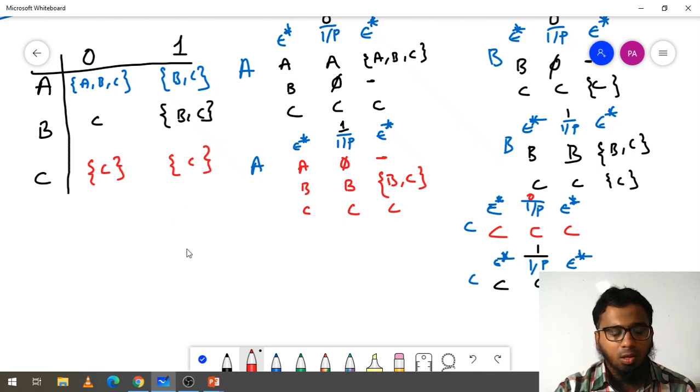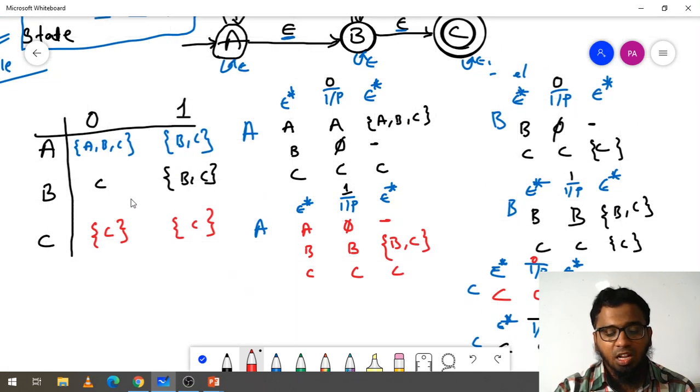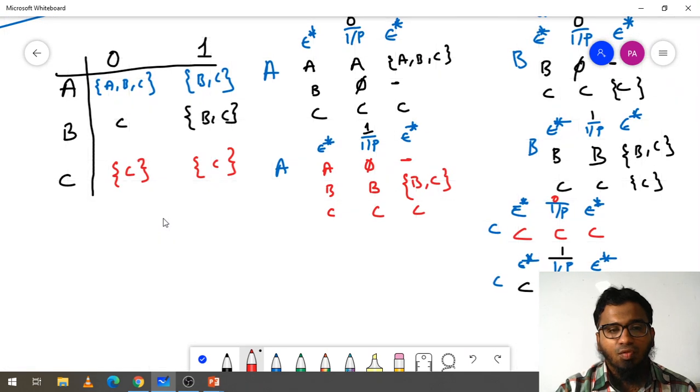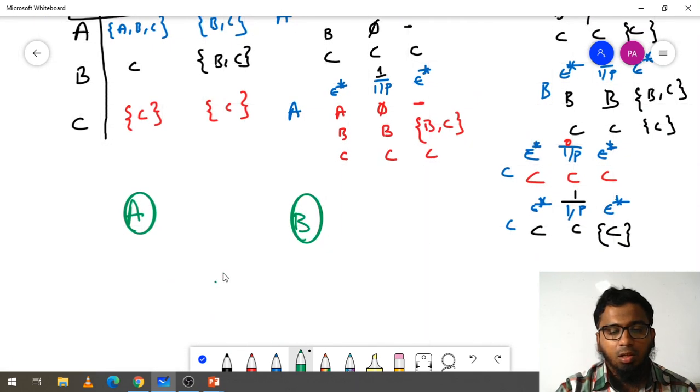So this is the transition table. Based on this transition table we need to draw the state graph. How to draw this? First thing is, you have to take state A, and take the B, and take the C. A, B and C.